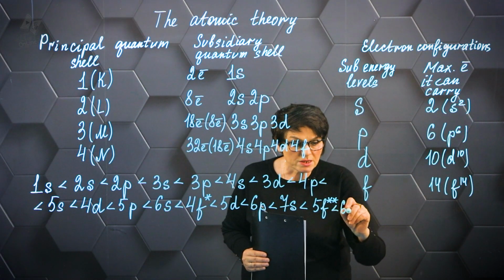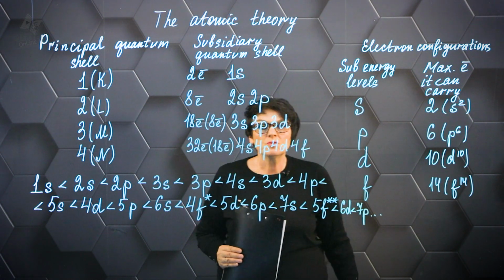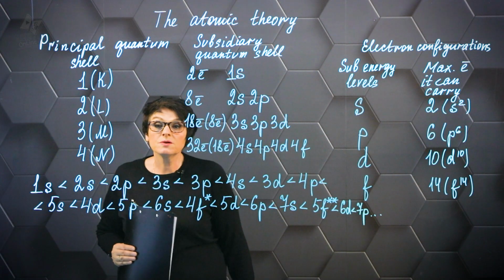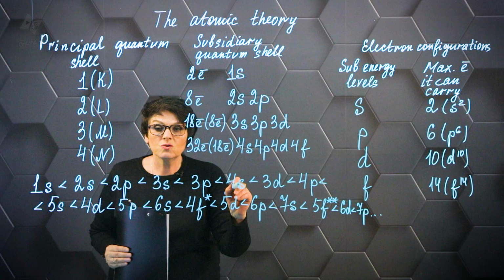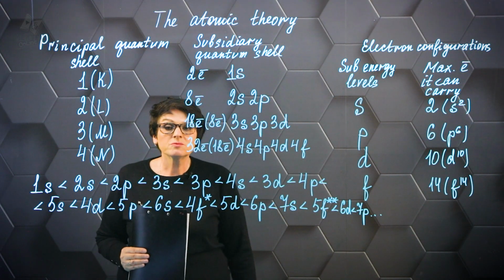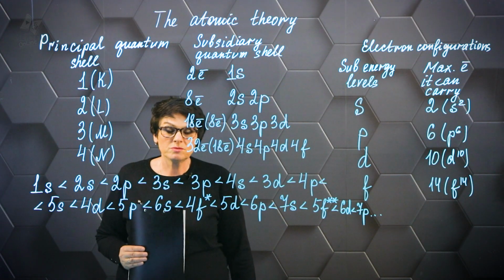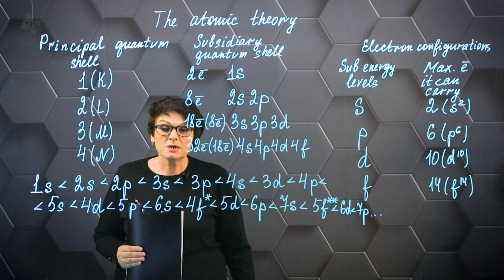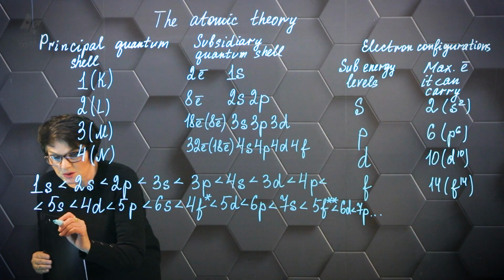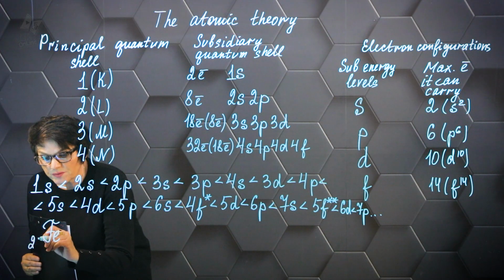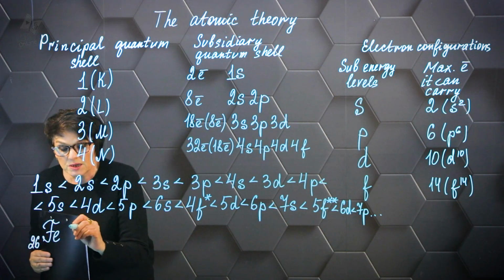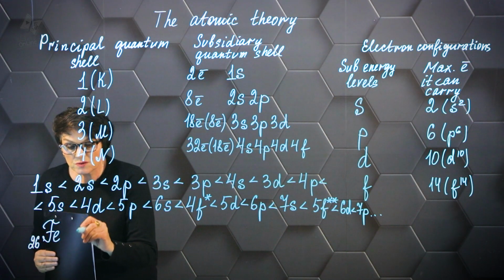Then comes the filling in of 6d and 7p. This is how the electrons in the atom are filled in for the chemical elements of the table. Knowing this sequence, we can allocate the electrons in its atom for any chemical element. But for example, let's take the element iron. It has 26 electrons, and these 26 electrons are distributed as follows.